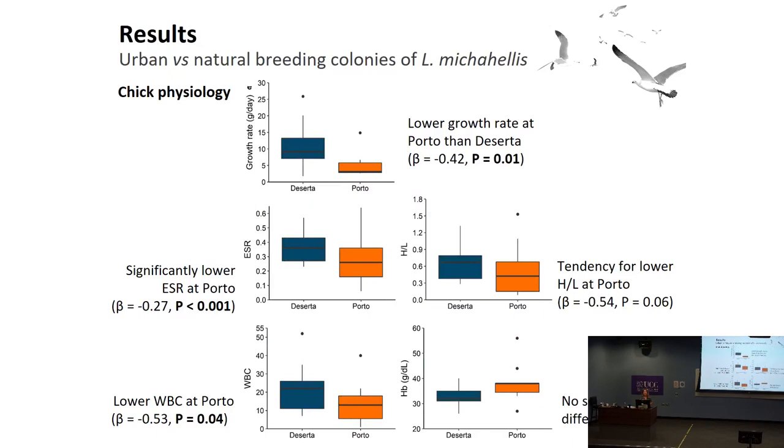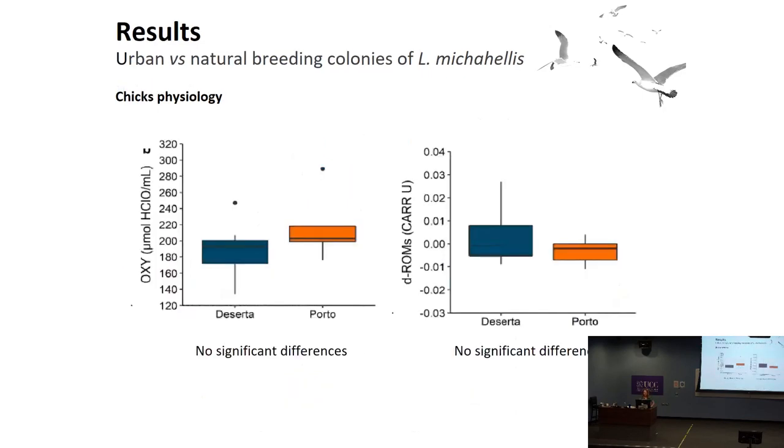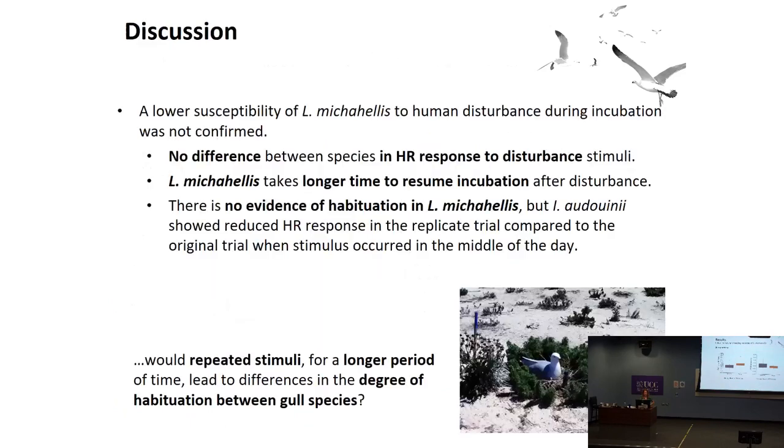For the chicks, there were lower growth rates in Porto than in Deserta. Here we only have the largest urban colony and the natural reference colony in the south of Portugal, in Algarve. So in Porto, they grew more slowly. They had lower erythrocyte sedimentation rate, a tendency for lower heterophile to lymphocyte ratio in Porto, lower white blood cell counts in Porto, and no differences in hemoglobin, nor in the oxidative stress parameters.